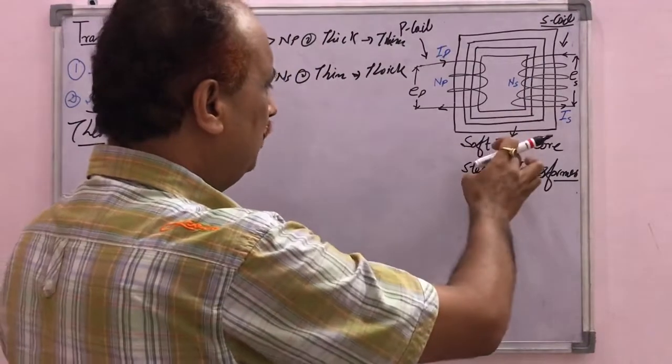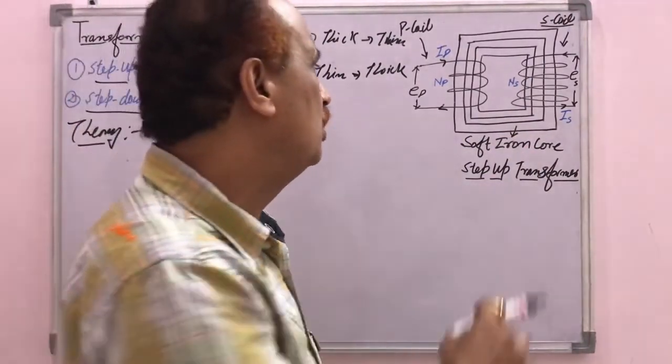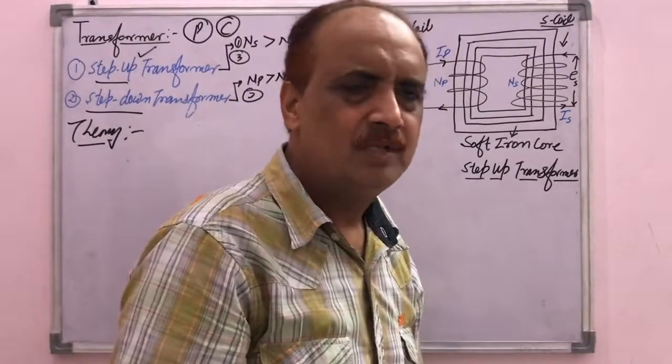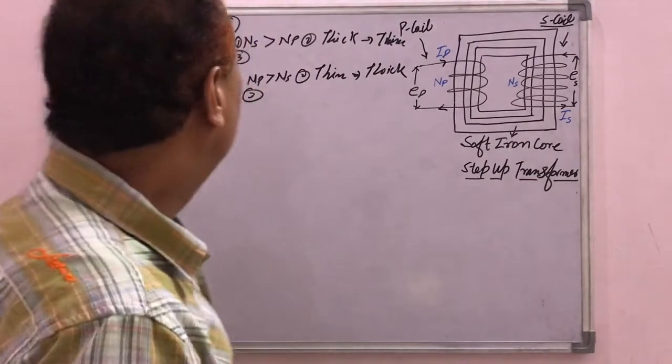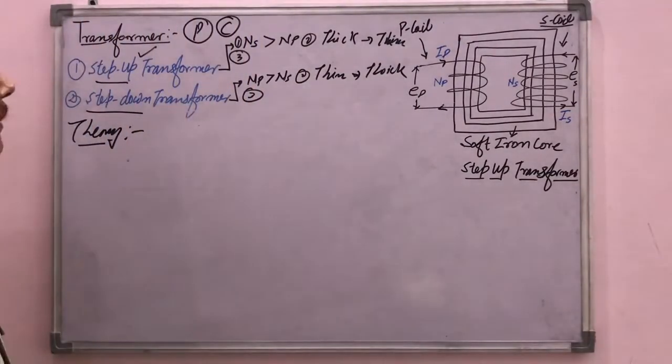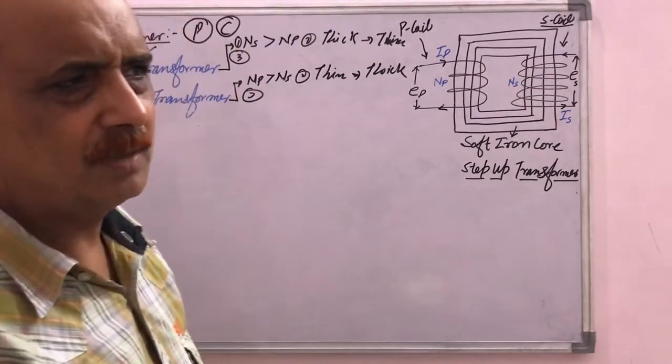Actually, when we use the laminated iron core, we prevent the eddy currents which can be produced in the transformer. So I will discuss that point again in the last. Next, what are the types of transformers? There are two types of transformer. Number one is step up transformer, number two is step down transformer.